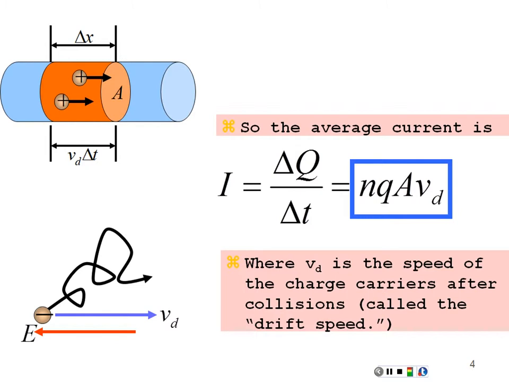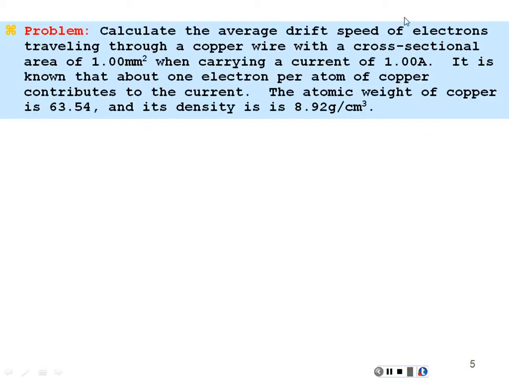They are making their way through, and the one question you might have is, really, how fast are they actually going? How fast are they making their way through in this wire? I'm glad you asked that question, because we're going to solve that next. Consider this. Calculate the average drift speed of electrons traveling through a copper wire with a cross-section area of 1 square millimeter when carrying a current of 1 amp. It is known that about 1 electron per atom of copper contributes to the current. The atomic weight of copper is 63.54 grams per mole, and its density is 8.92 grams per cubic centimeter.